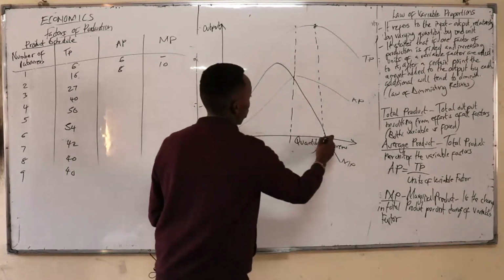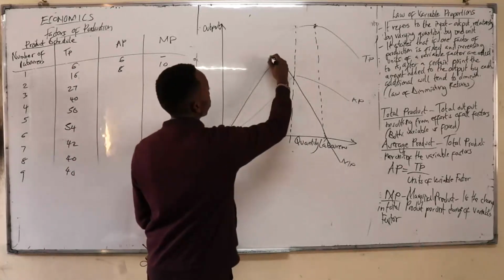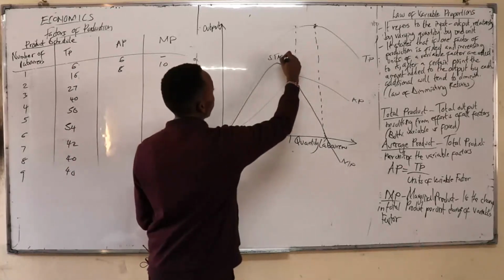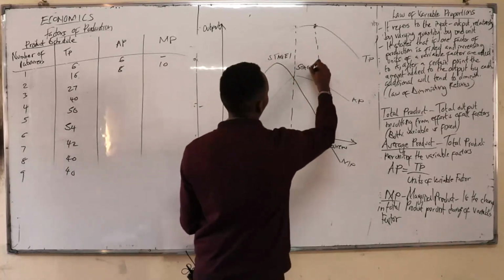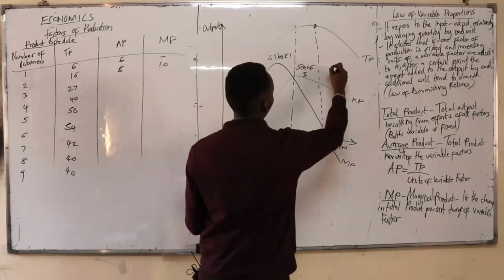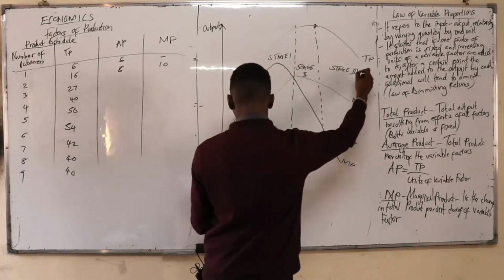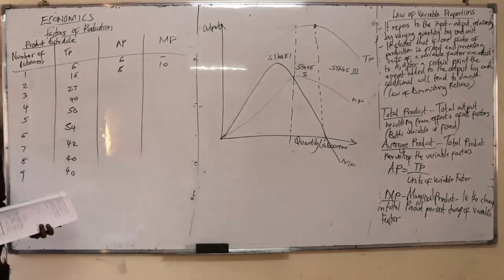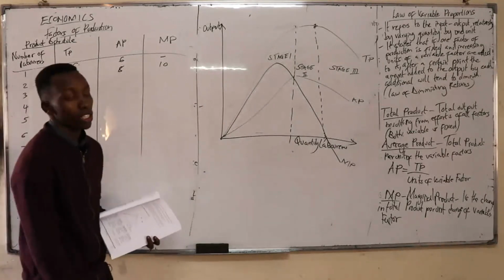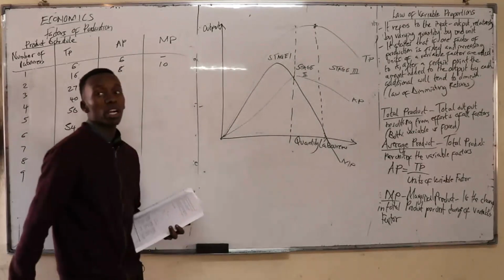This is not to scale, but at this first stage, this is what we call stage 1. And then this one is stage 2. And this one is stage 3. So what is the logic behind these stages? The idea here is to know at which point it is best to produce.